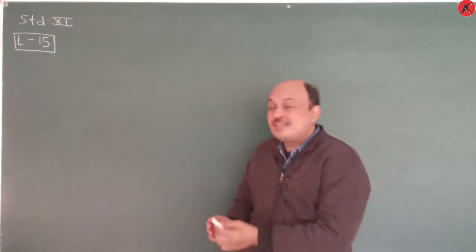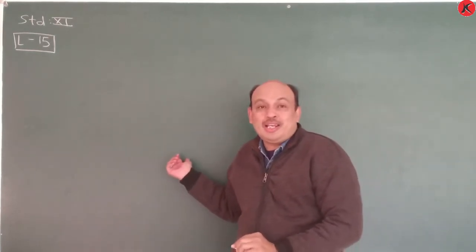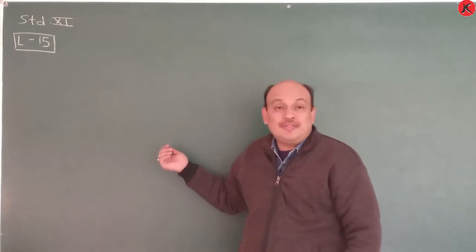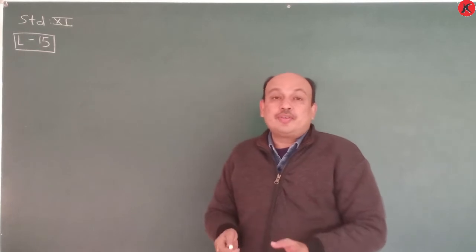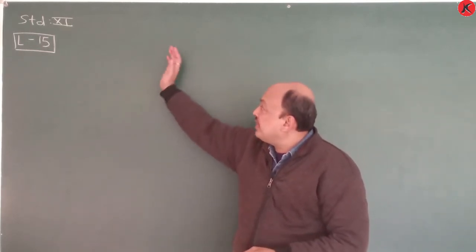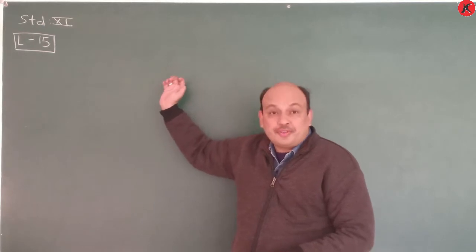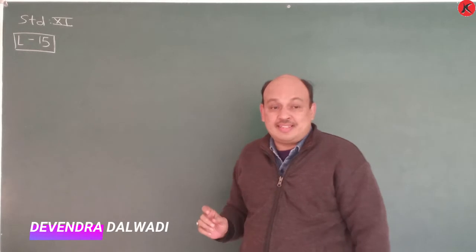Hello dear friends, Standard 11, lecture number 15, unit 4, chemical bonding and molecular behavior. Now we learn molecular orbital theory. According to that we have to draw certain energy level diagrams. Standard 11, unit 4, continuing chemical bonding. Remember, lecture number 15.